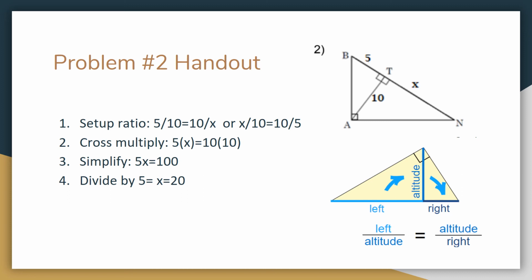We cross multiply and we get 5 times X equals 100, and we divide by 5. We did not have to take a square root, because you only square root when you're looking for the altitude. We already have the altitude.